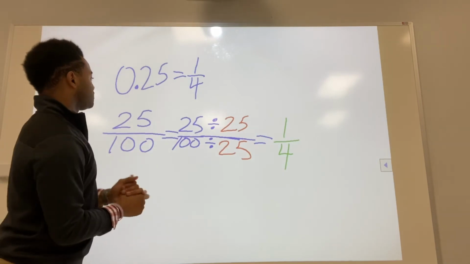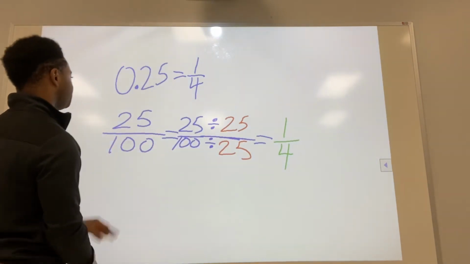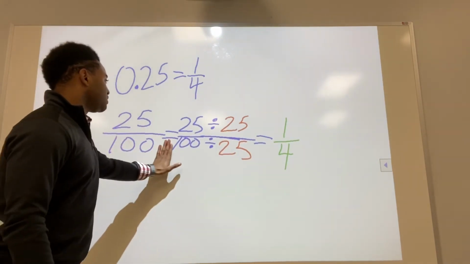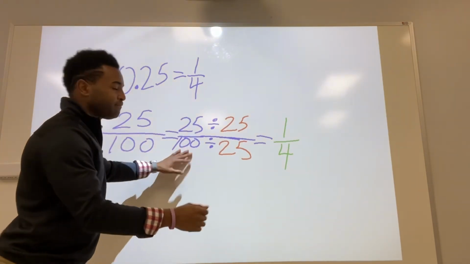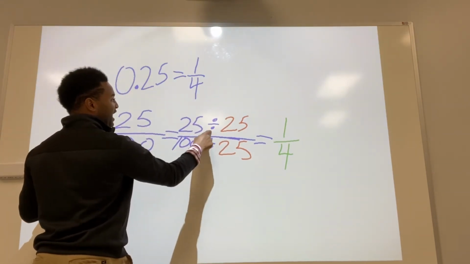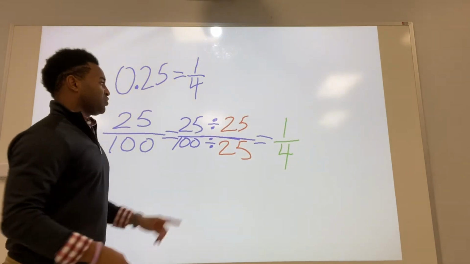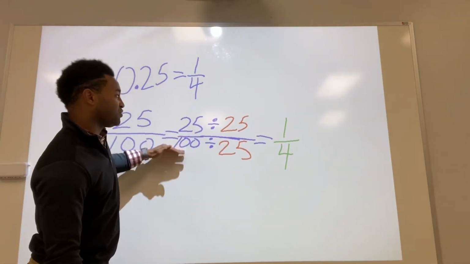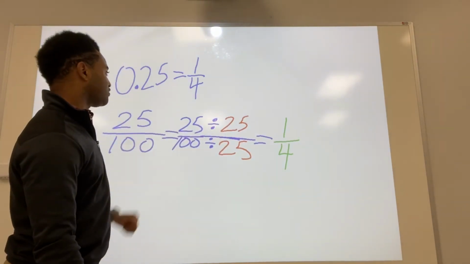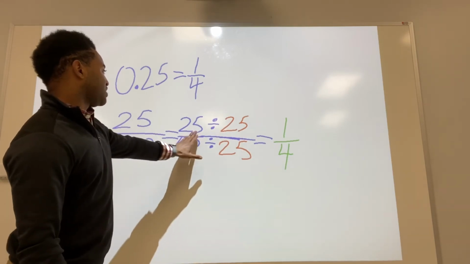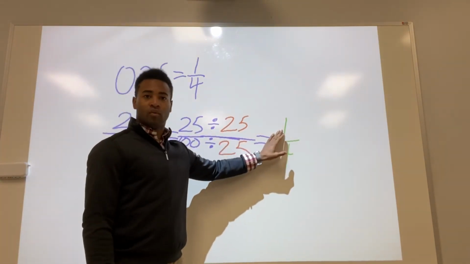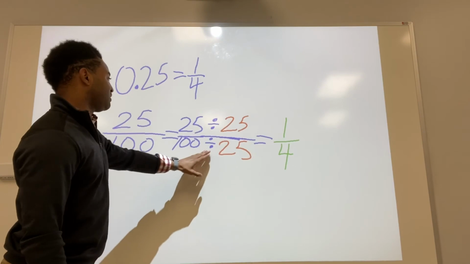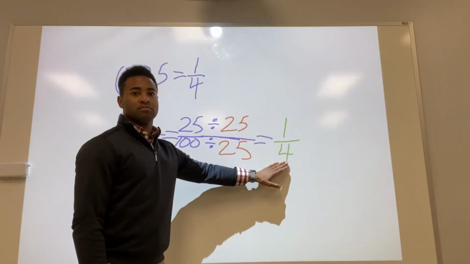Looking at this to break it down for you, 25 over 100 equals 25 over 100, right? So we just move this over. Then we divide by 25 because 25 goes into both 100 and 25. It is a number that works for both. So we say 25 divided by 25 is 1. 100 divided by 25 is 4. What questions do you have?